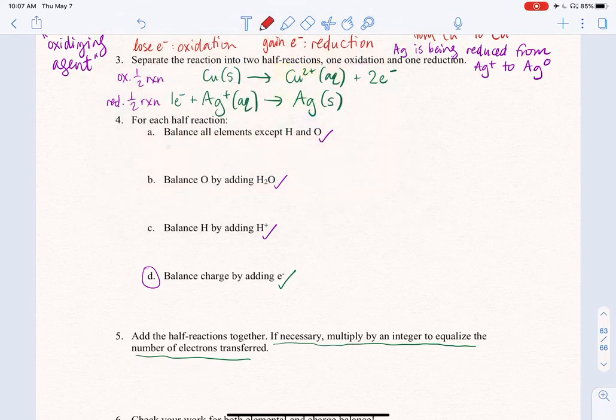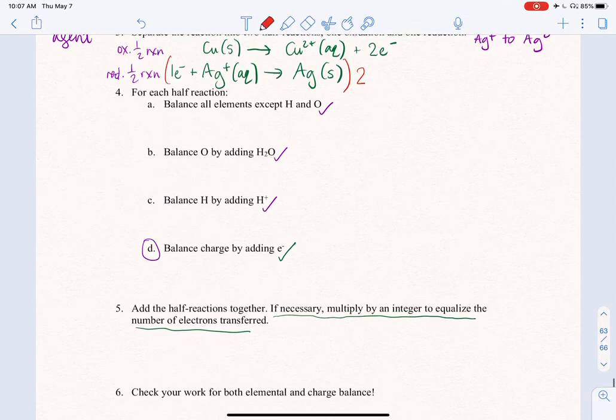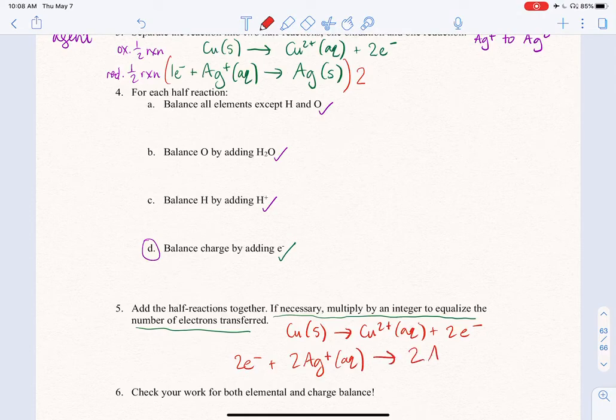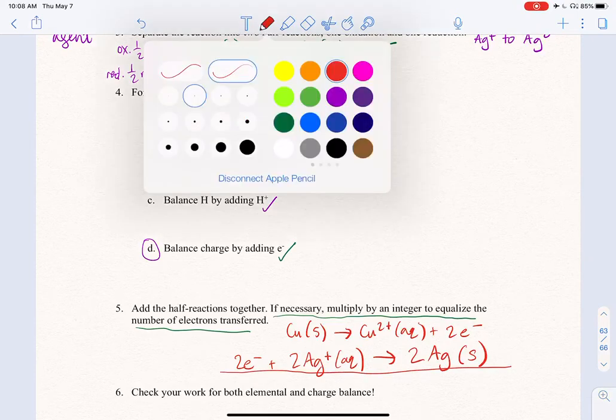So let me show you that. I'm going to show you in a different color. I'm going to take this whole reaction and multiply it by 2. That means that when I add them together, I'm going to copy them down again. I have the solid copper going to Cu2+ plus 2 electrons. And on the bottom I'm going to have 2 electrons plus 2 silver ions. I have to multiply the whole reaction through by 2, the stoichiometric factor. So now I have 2 reactions and I can add them together.